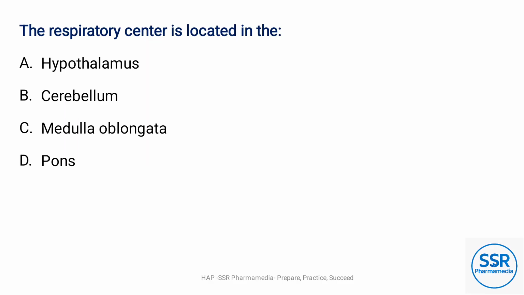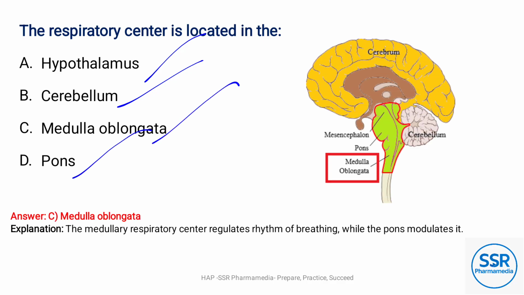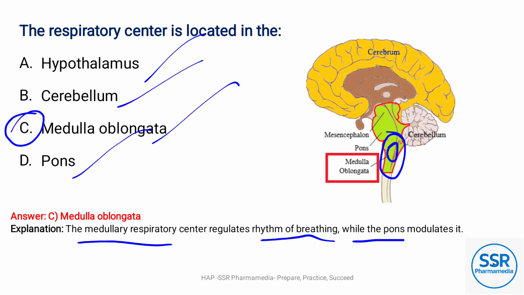The respiratory center is located in: option A, hypothalamus; option B, cerebellum; option C, medulla oblongata; option D, pons. So the answer is option C, medulla oblongata. So this part is called the medulla oblongata. The respiratory center is located in the medulla oblongata. The medullary respiratory center regulates the rhythm of breathing, while the pons modulates it.